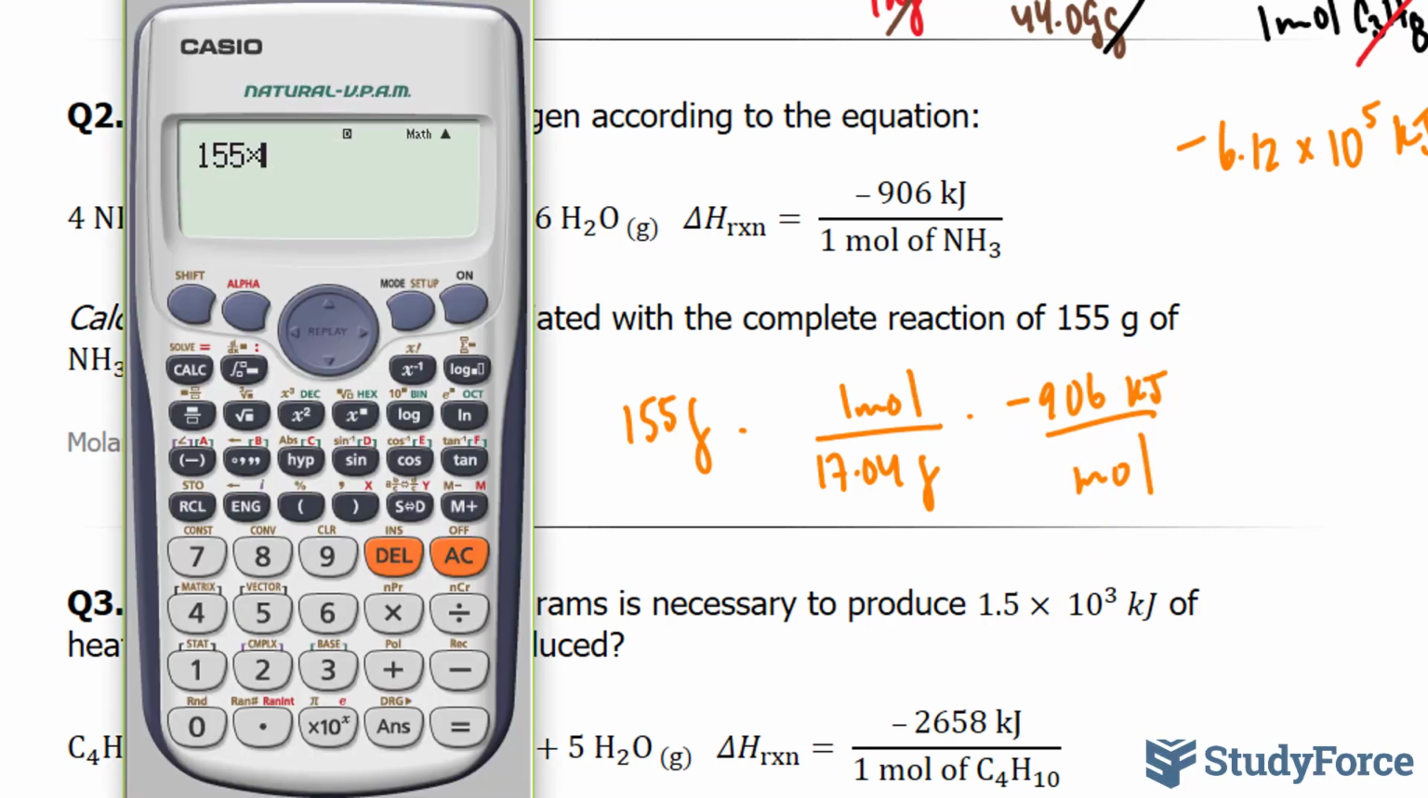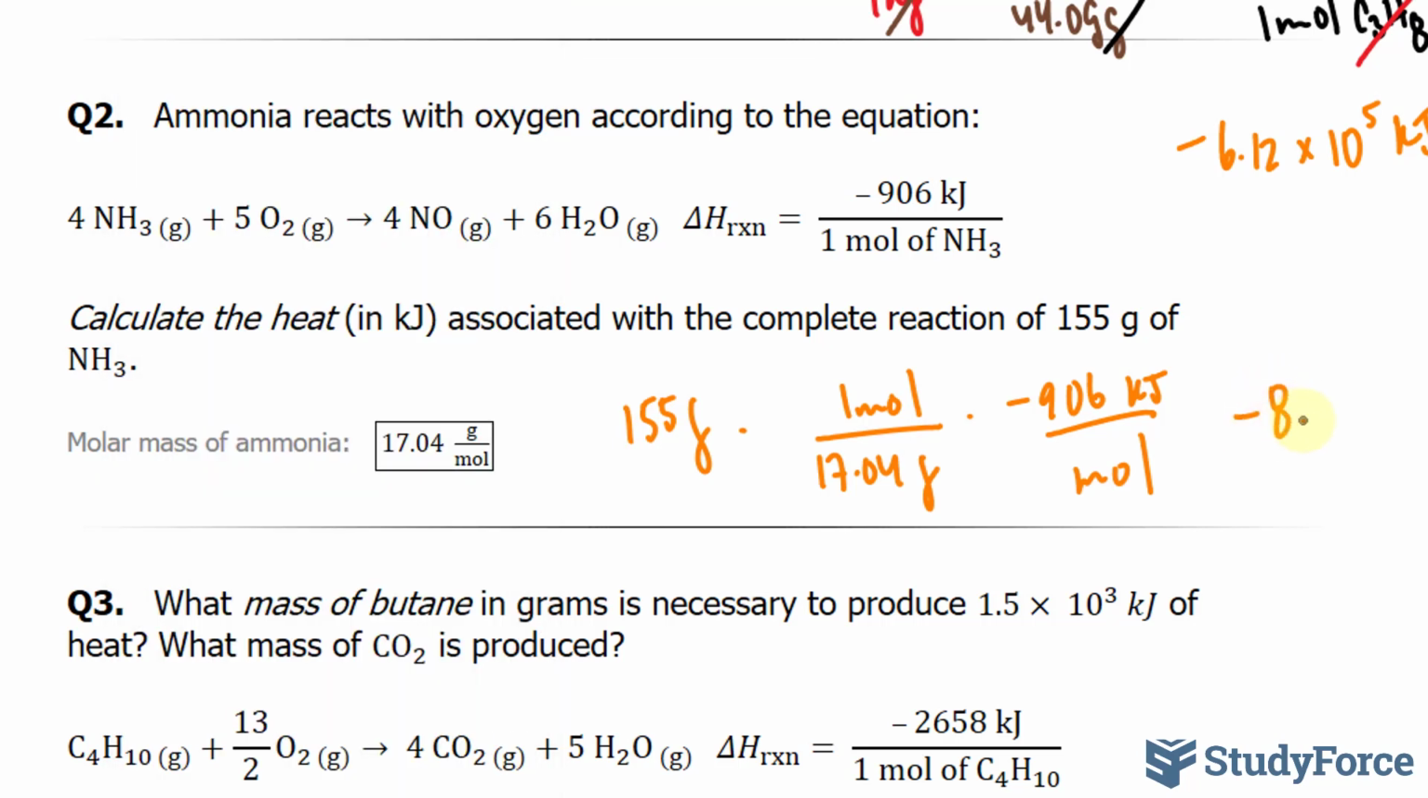155 times negative 906 divided by 17.04 gives me my final kJ answer. That's negative 8241. We should only have 3 significant figures. Negative 8.24 times 10 to the power of 3 kilojoules.